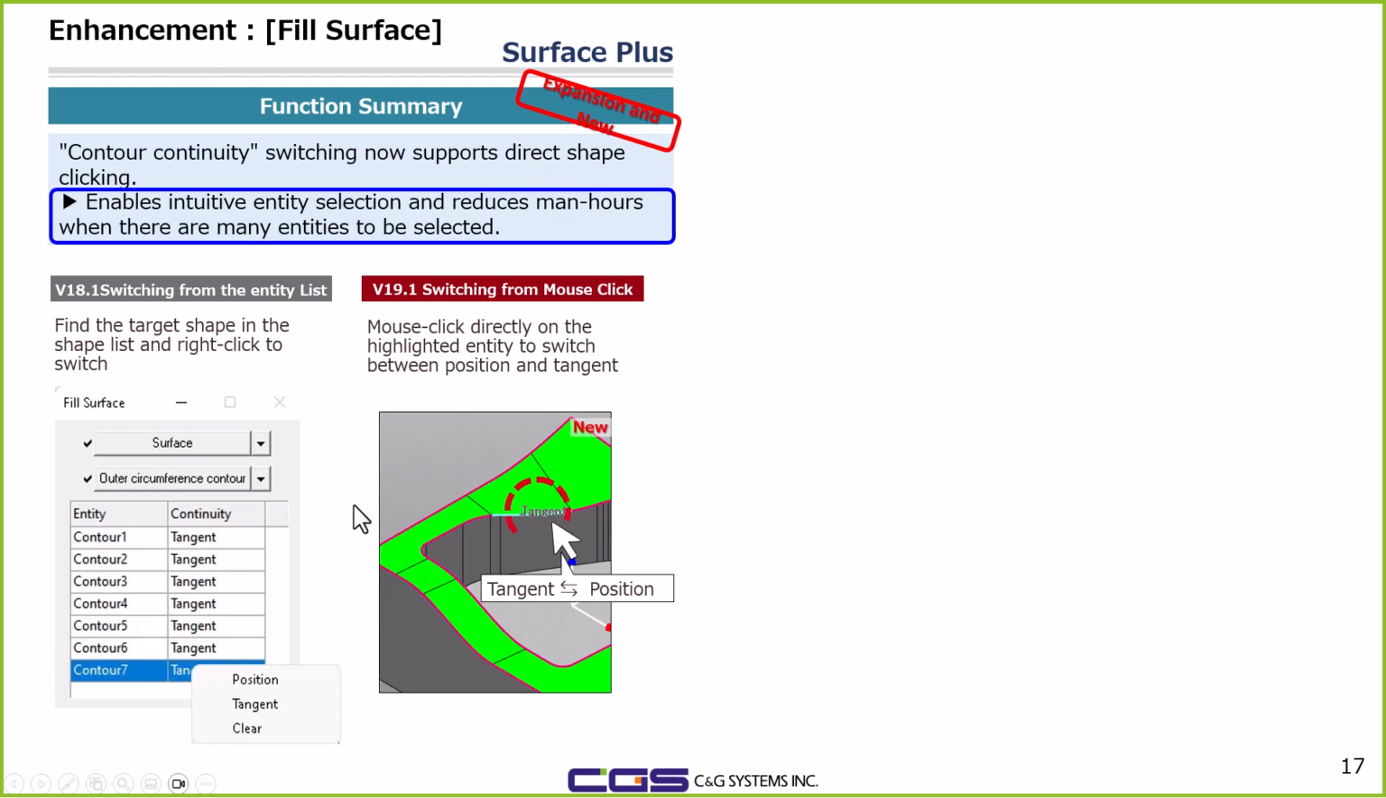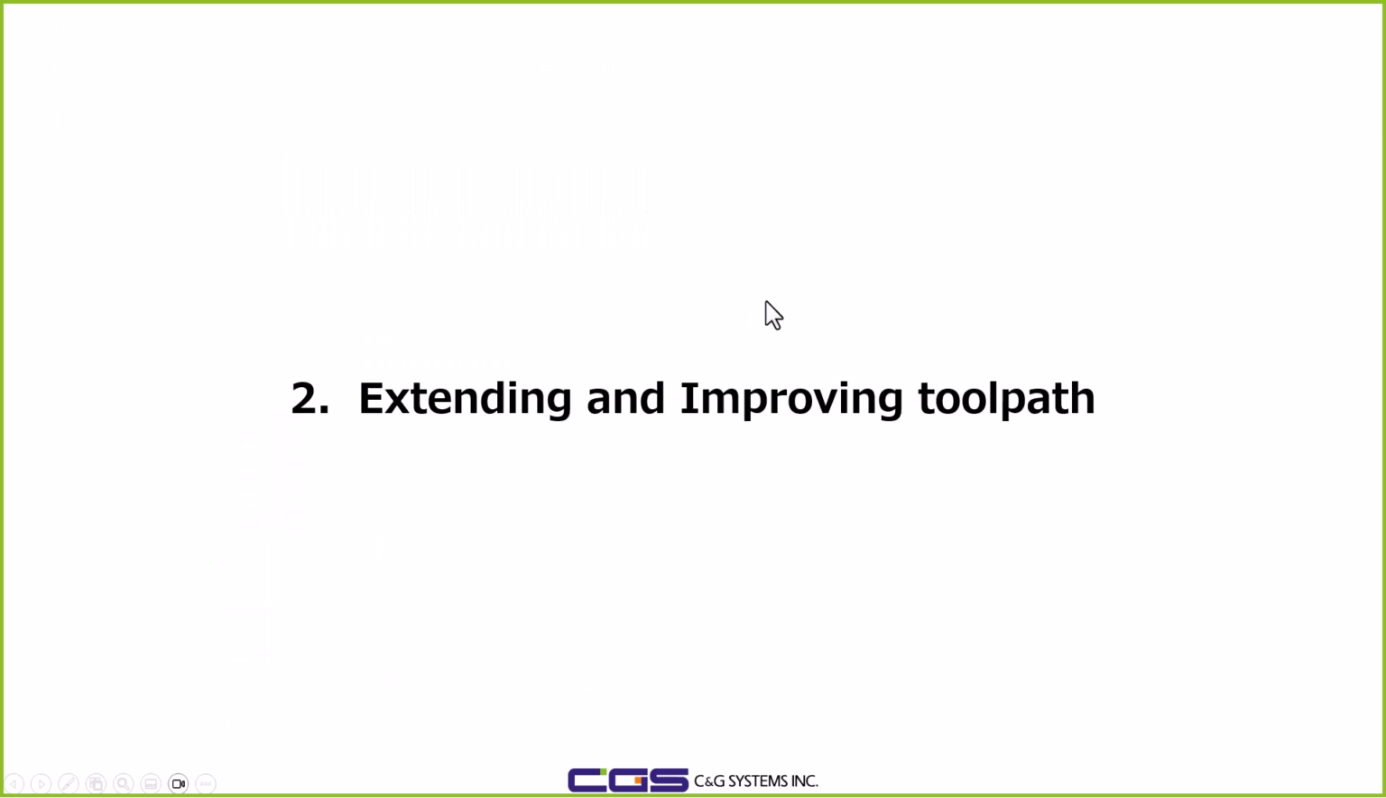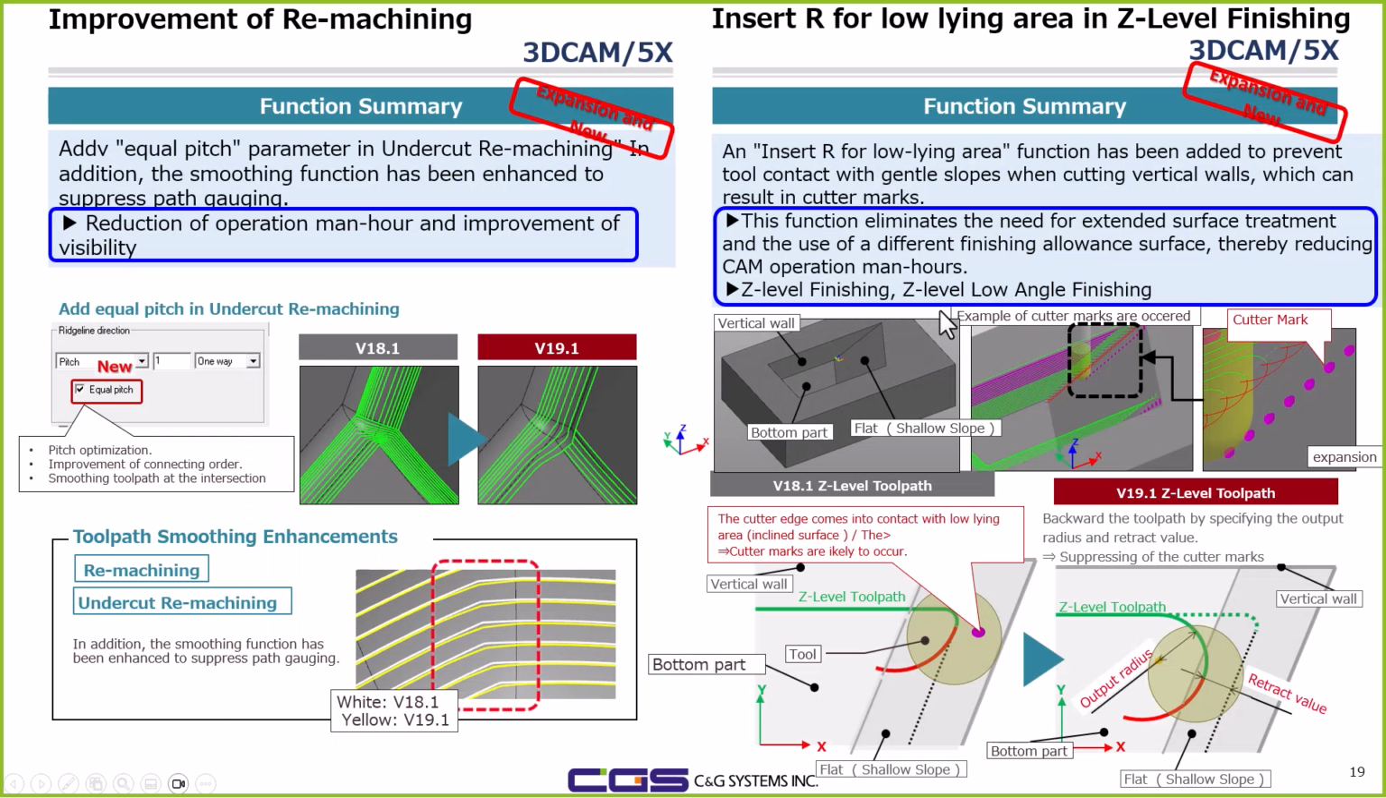For customers with the option of fill surface, you're able to just double click or click on the line itself and change it from tangent to position, as opposed to right clicking and then changing it manually. Remachining has been improved, and equal pitch has been added into undercut remachining. The smoothing function has also been enhanced to suppress the gouging, so it's able to just smooth that out and make the radius.